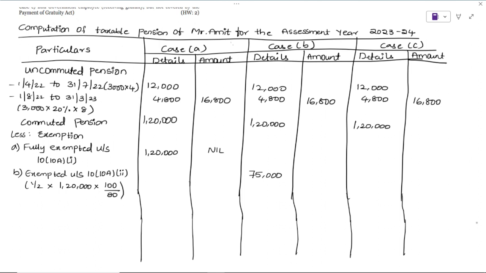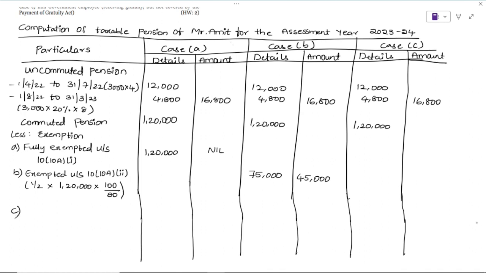Now in details you see case B, 1,20,000 is the commuted pension. From that 75,000 exemption is there. When you deduct that, how much will it come to? 1,20,000 minus 75,000, 45,000. Write down 45,000 in the amount column for case B. So 45,000 is taxable. 75 is exempt, 45 is taxable.